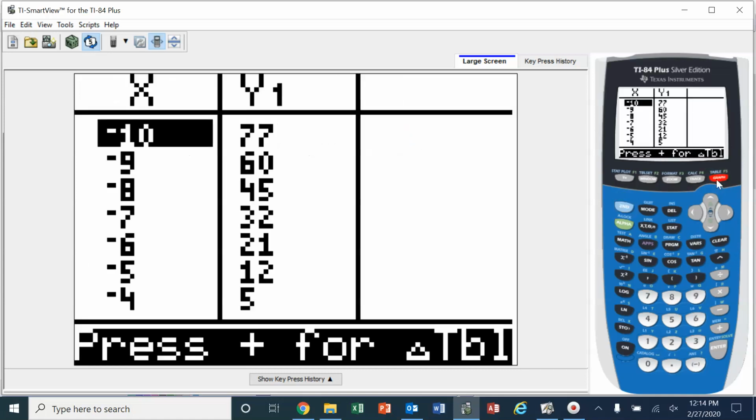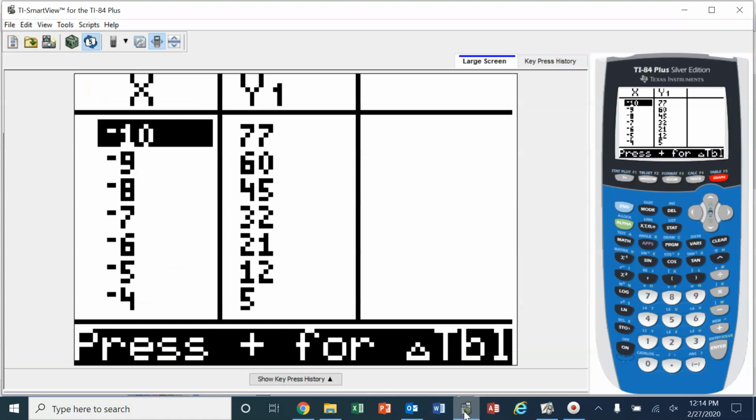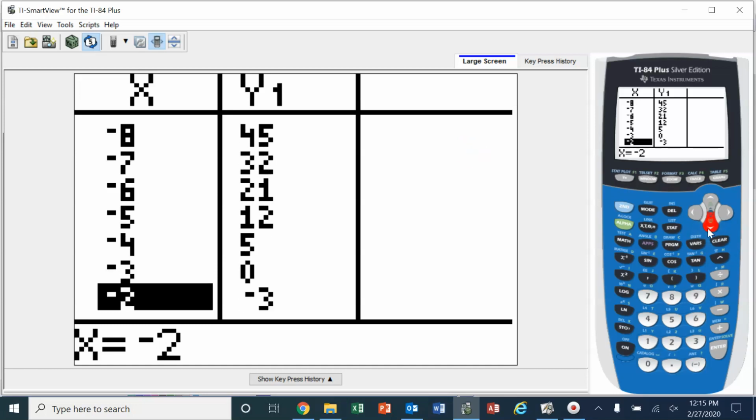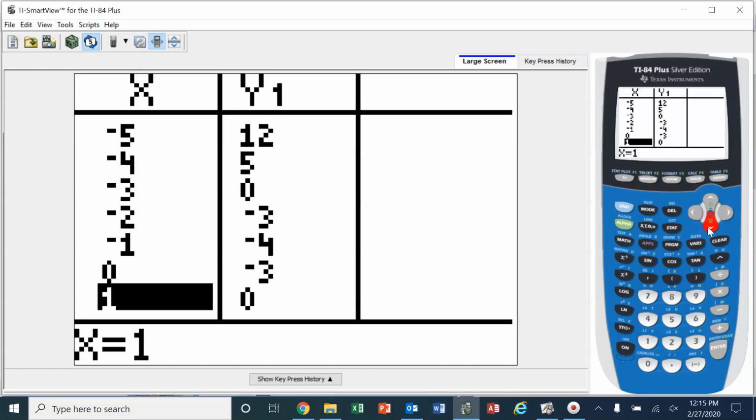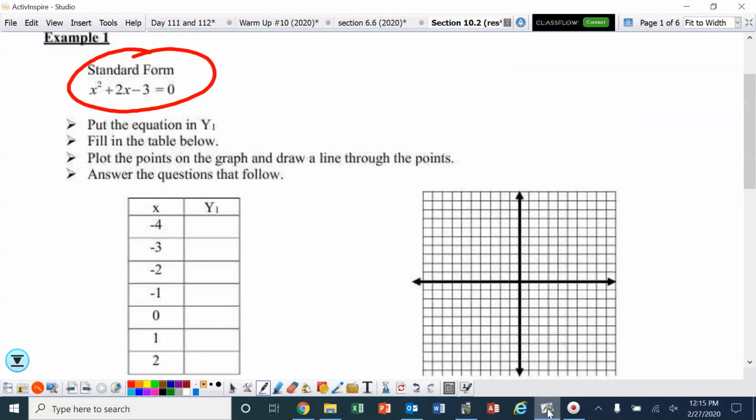Now if we look at our paper, you'll notice our table starts at -4. So on our calculator, we need to get it to match the table on our paper. So we're going to scroll until we get -4 at the top of our x column. Now we're going to fill in the table, the second column, with 5, 0, -3, -4, -3, 0, 5. Hopefully you see the pattern. There is a pattern to this.